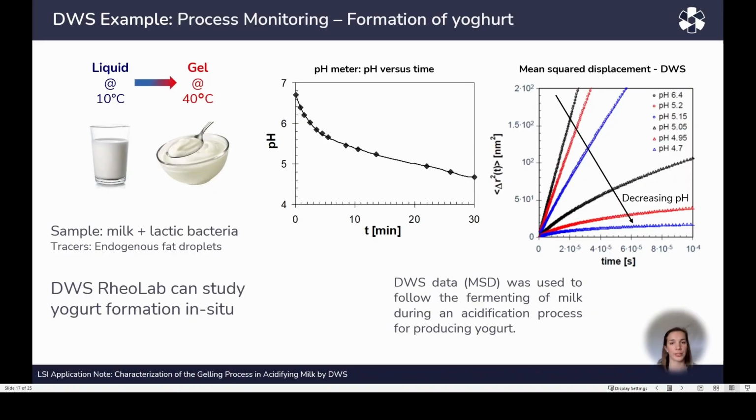A common process that can be explored using DWS Microrheology is the production of yogurt. DWS can be applied to study in a non-invasive way the interaction of dairy proteins and the kinetics of aggregation in gelling systems under different destabilization conditions. Milk is naturally turbid and contains dispersed particles that can be used as tracer particles.